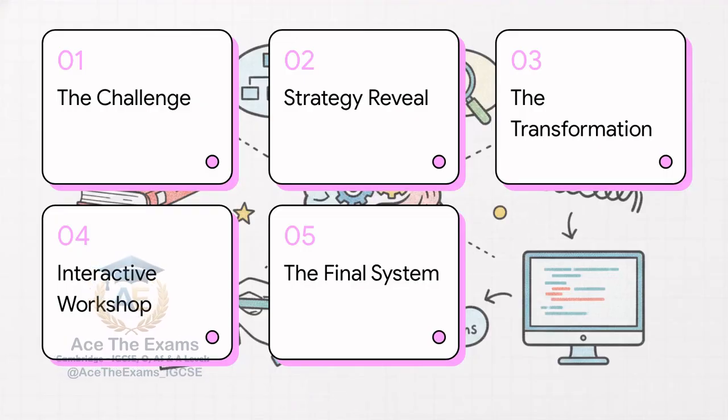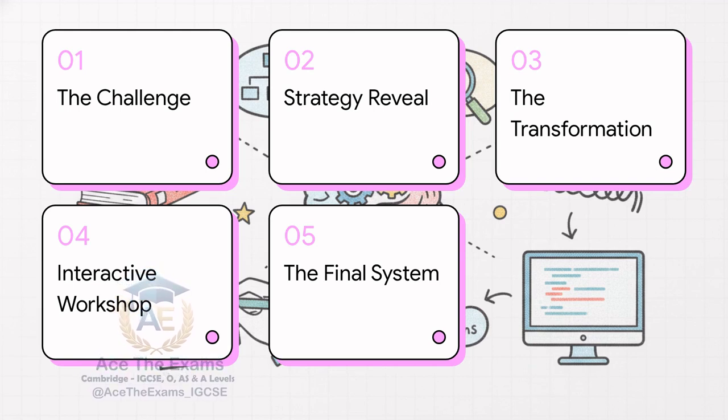So, to get you operating at that A-star level, here is our game plan. 1. The challenge. 2. The strategy reveal. 3. The transformation. 4. An interactive workshop. And 5. The final system. Let's get right into it.